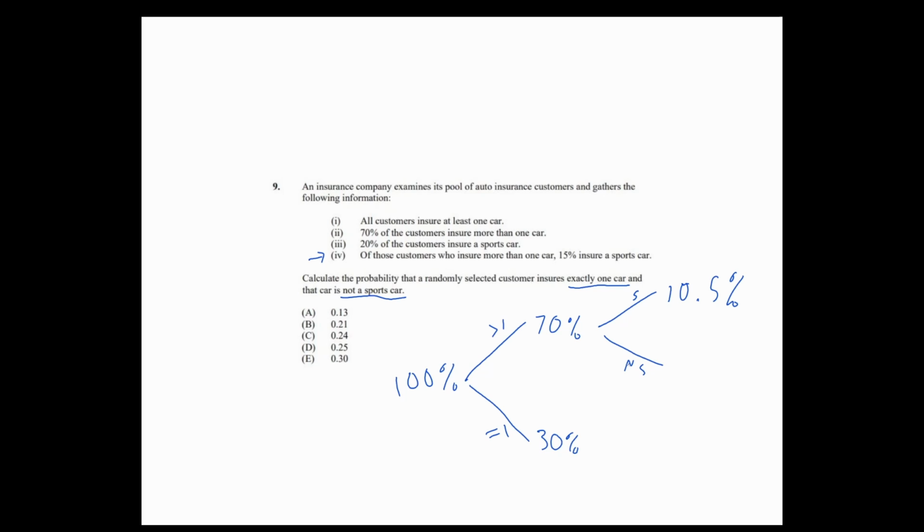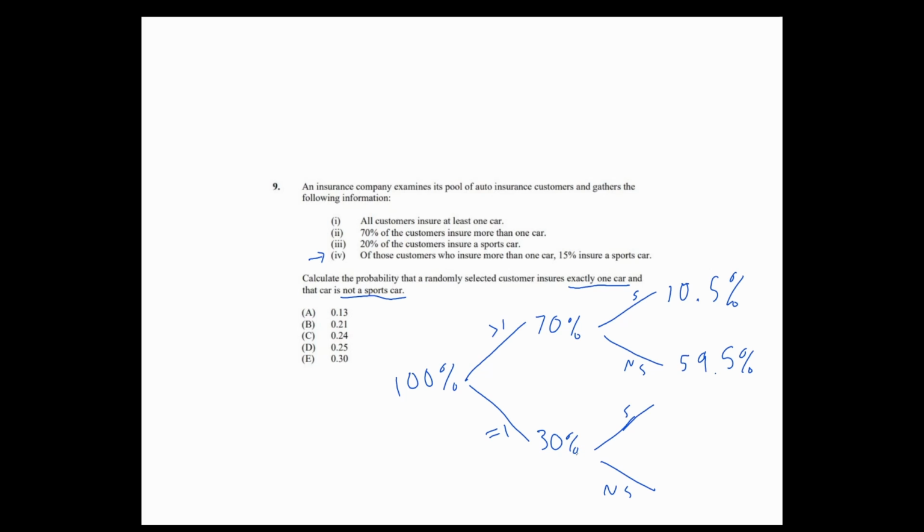Now we calculate how many people don't insure a sports car from this population that insures more than one car. Since the total for this population is 70%, the subpopulation that does not insure a sports car is simply 70% minus 10.5%, which is 59.5%. Okay, now let's do the bottom branch: sports car and not a sports car.